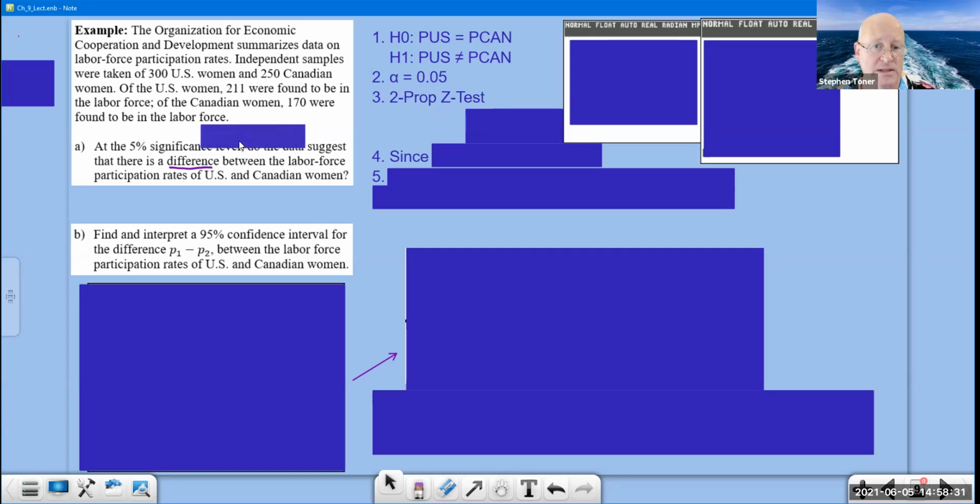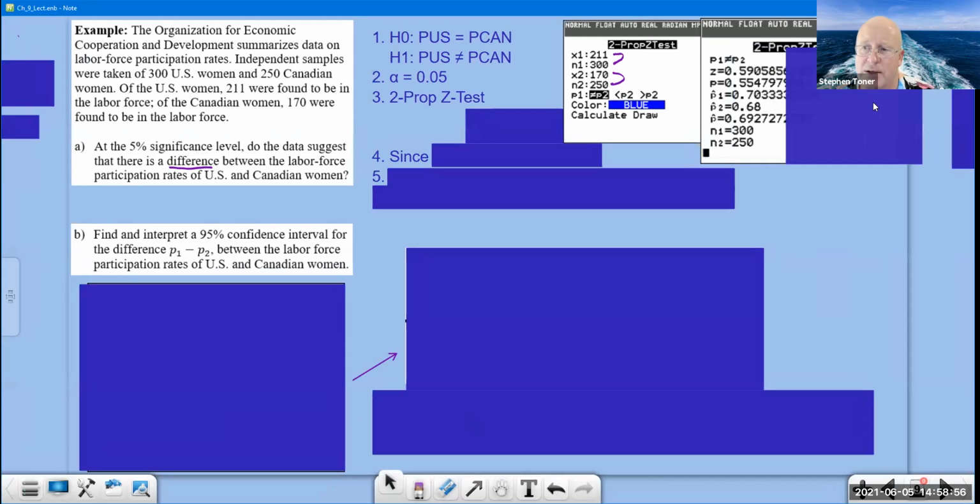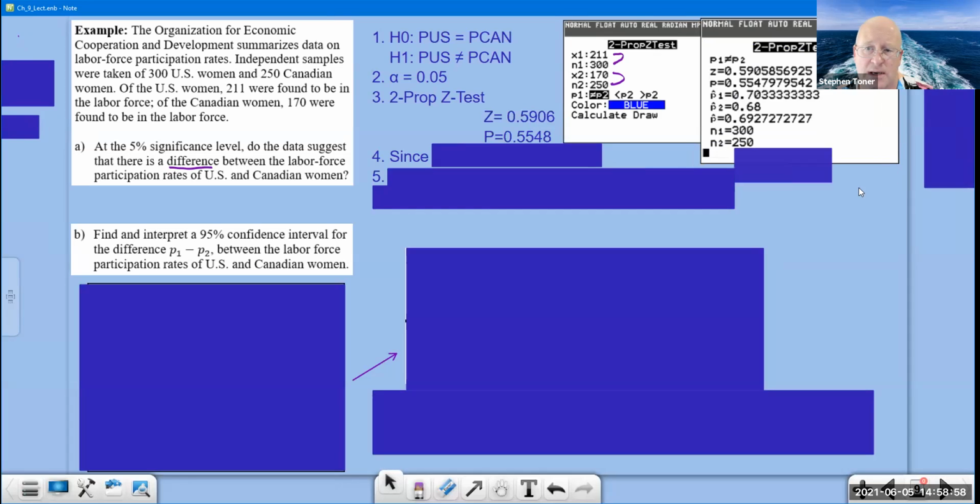We know that this is going to be a 2 proportion z-test. And let's take a look at what we're entering into the calculator. Now, I had the US women going first, so you can see it was requesting my X1 and my N1, my X2 and my N2. They wanted the not equal to, and then I hit calculate. And here are the values that came out of my screen, as well as the rounded versions there.